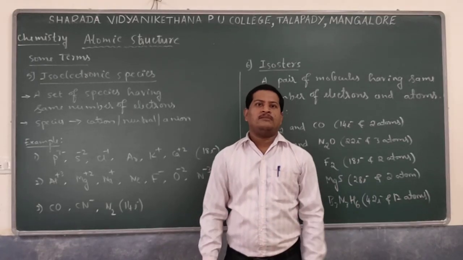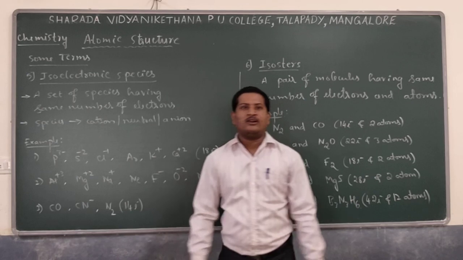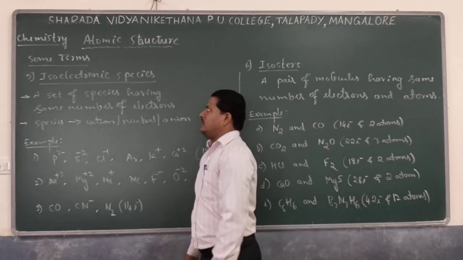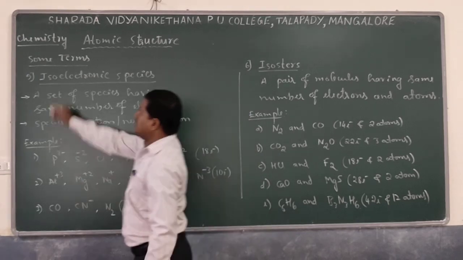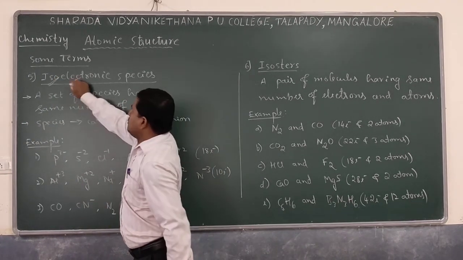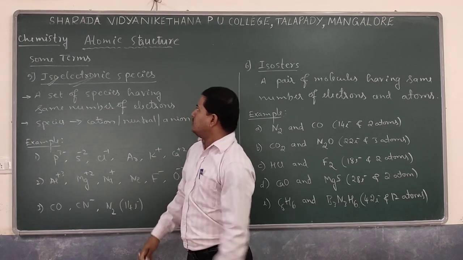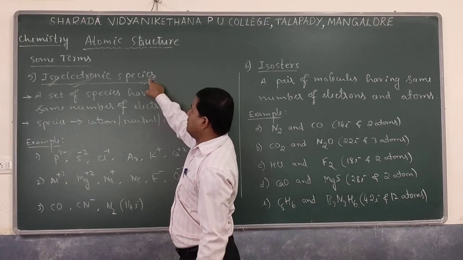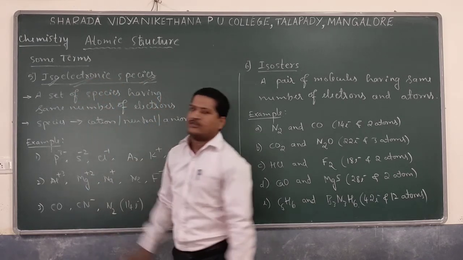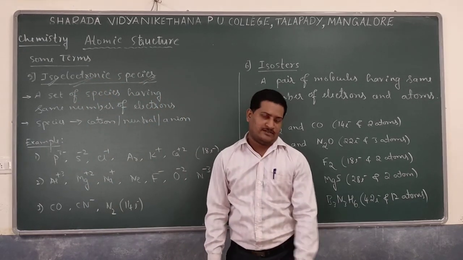Let us say next important term: isoelectronic species. What is it? As the name indicates, iso stands for same. Electronic is nothing but the number of electrons. Species having the same number of electrons are nothing but isoelectronic species.